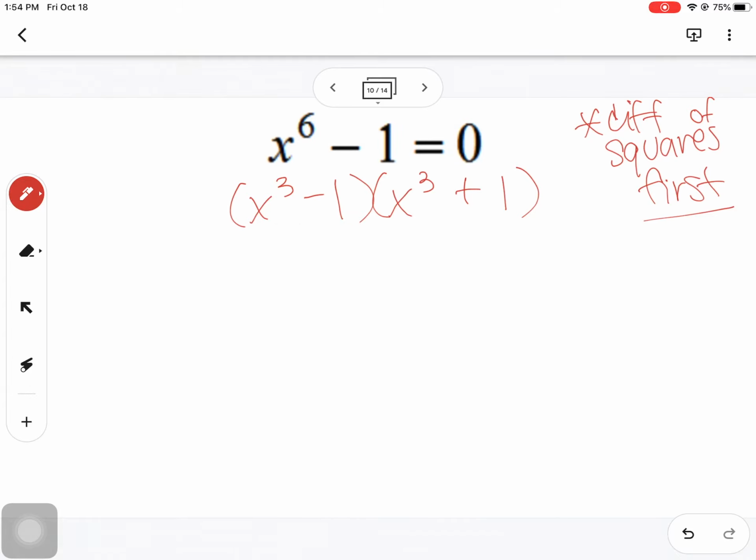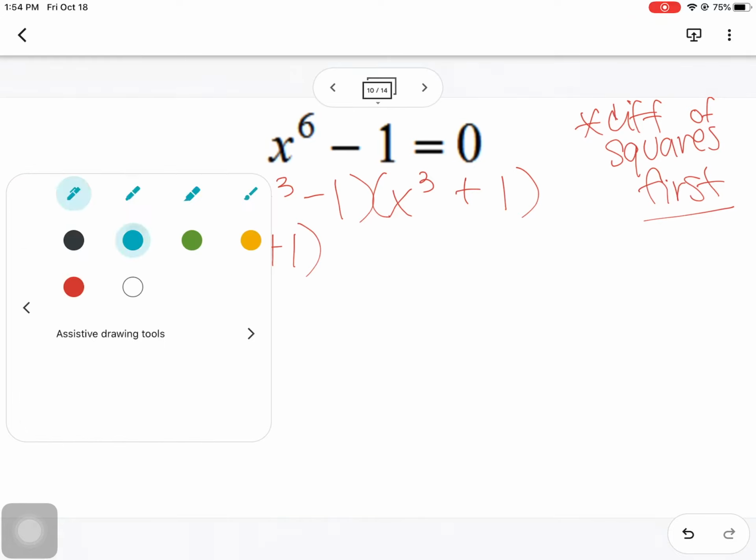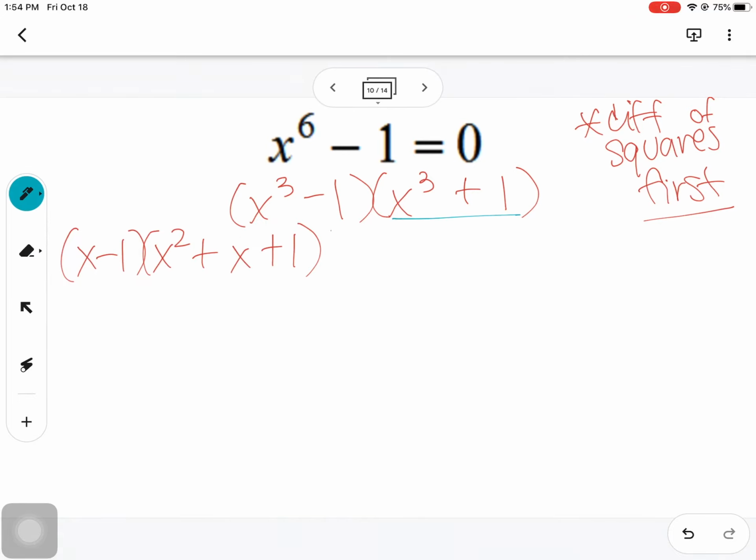So this difference of cubes will be x minus 1 times x squared plus x plus 1. This difference of cubes will be x plus 1 times x squared minus x plus 1. Okay, and then we can keep going from there.